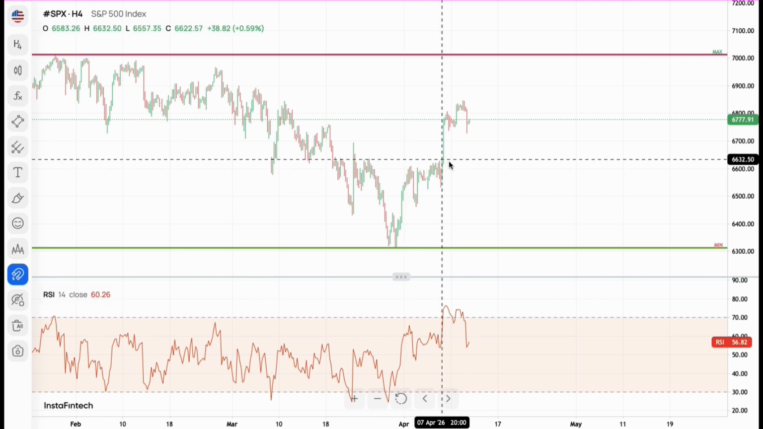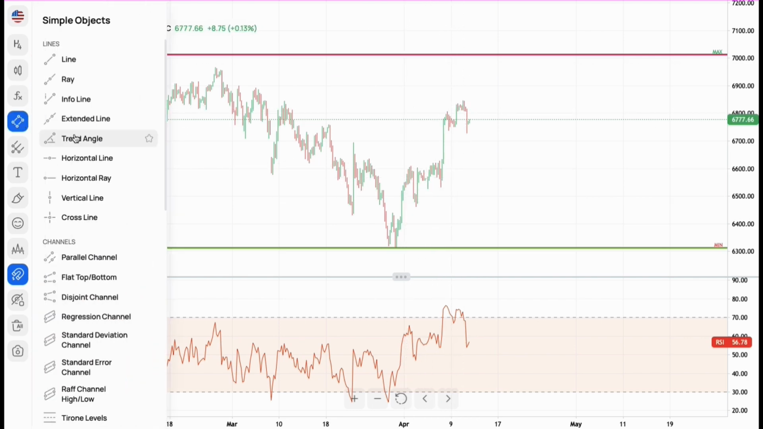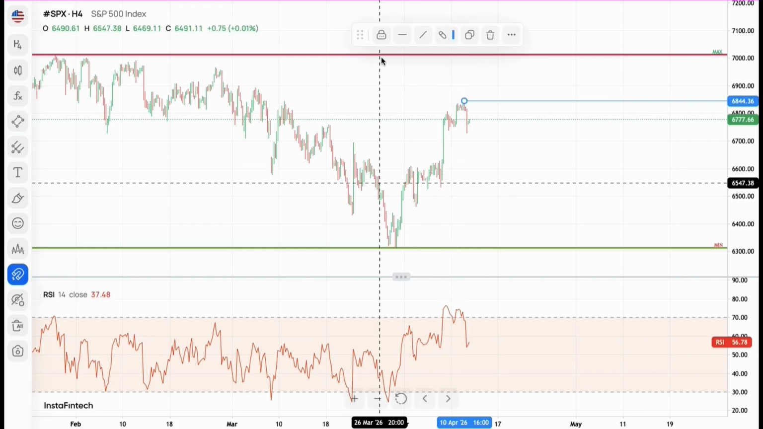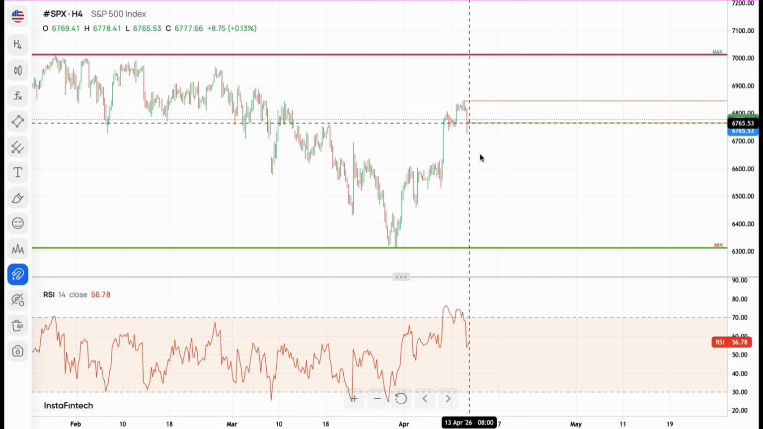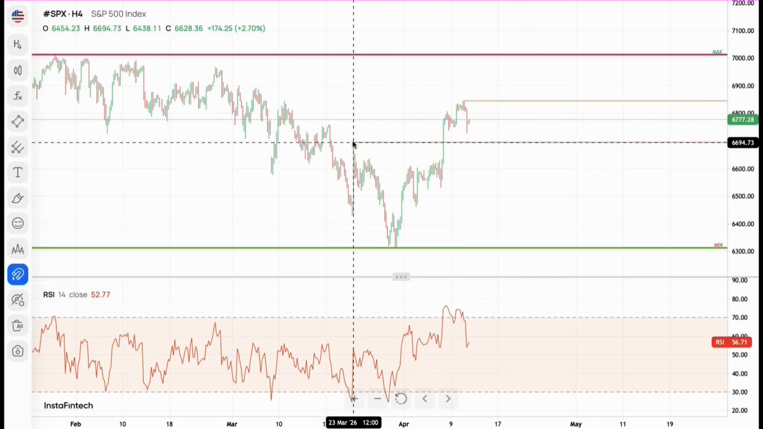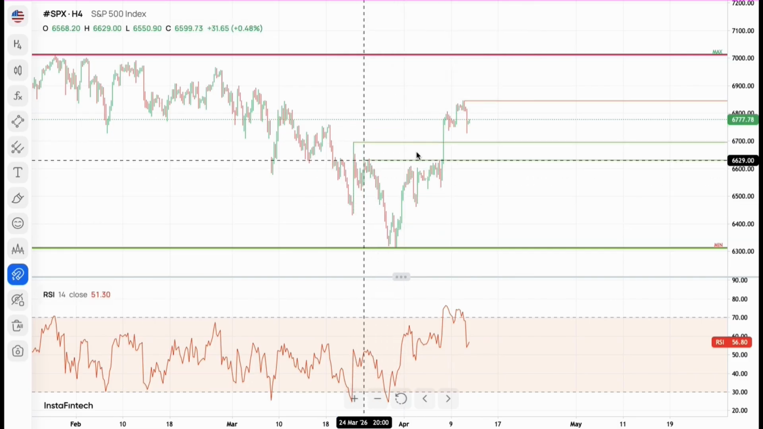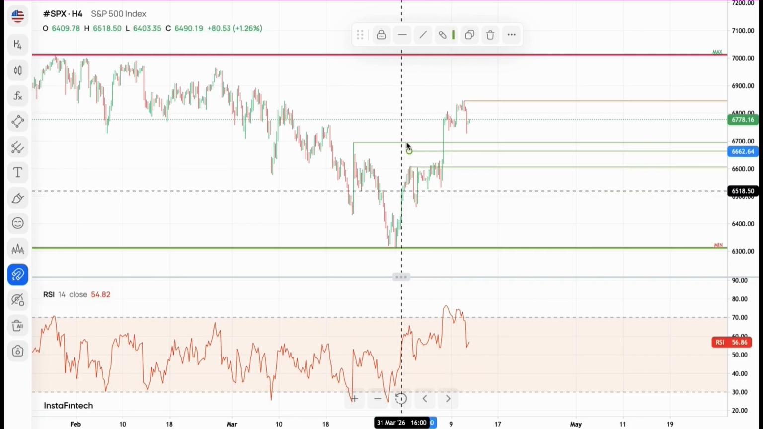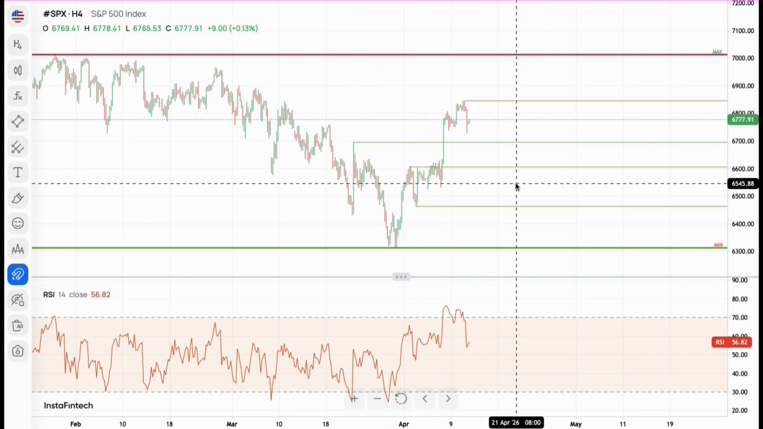Okay, we retraced definitely more than 61% already. Last week's high is located roughly around here, this level, 6,844. So that's the technical resistance, and locally we will get these technical supports. For example, one of the supports will be located here. That's the support. The other one will be located roughly around here, and one more level will be located roughly around here, 6,462.